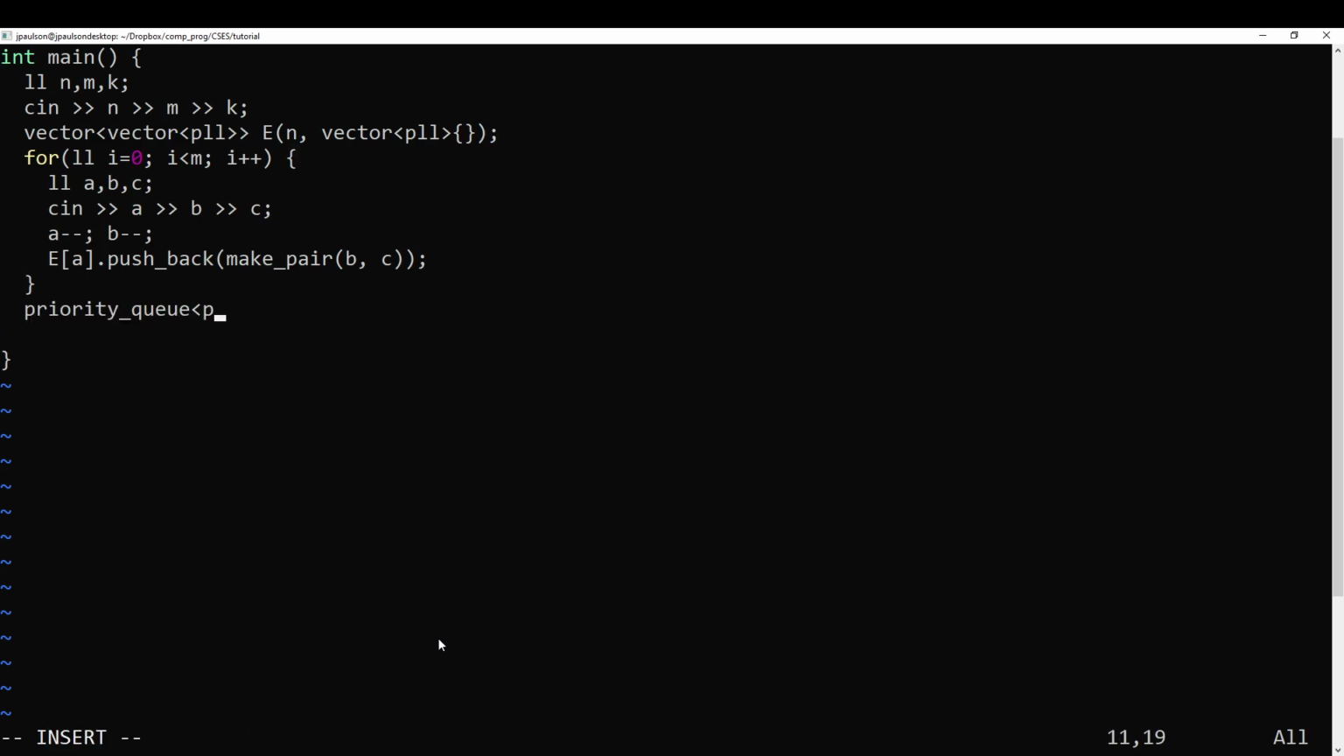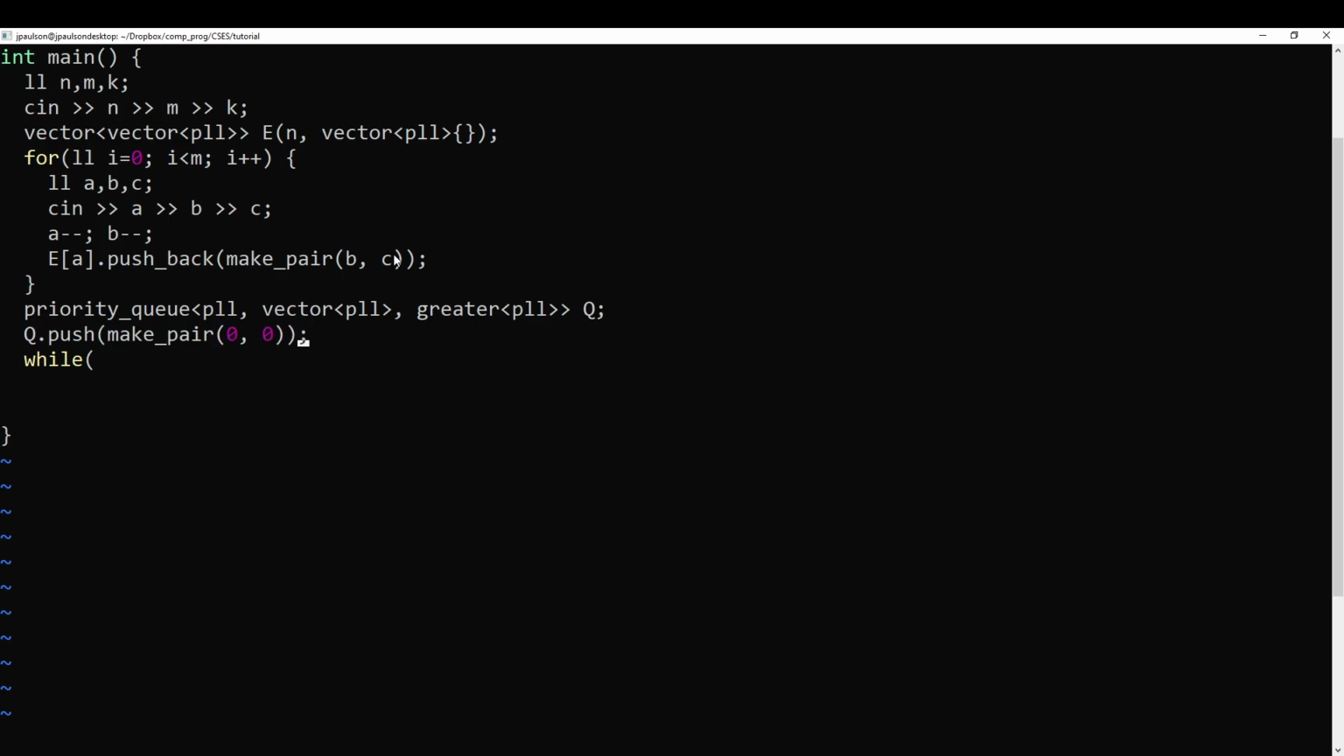Priority queue. So as usual with Dijkstra, we want to reverse the order of the priority queue, so we pass in greater. This is going to be a pair, right? This is going to be the distance and the vertex. This is the vertex and the cost. Q dot push pair, right? So initially we're at the start.